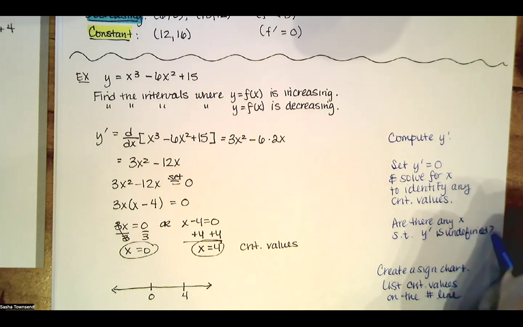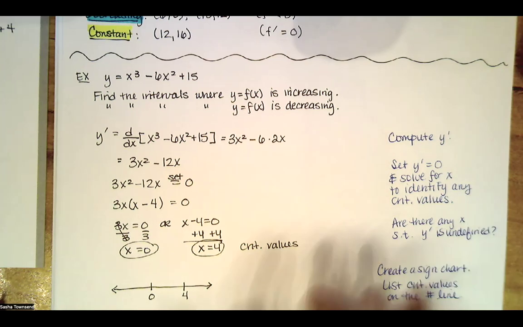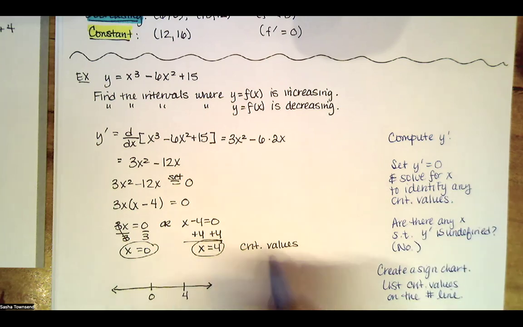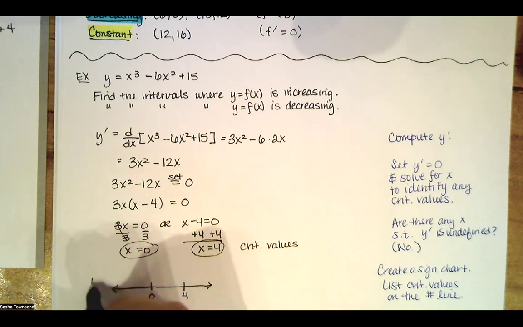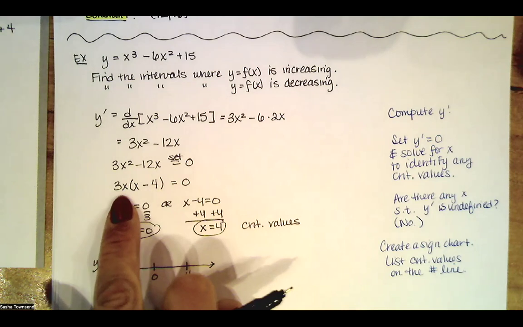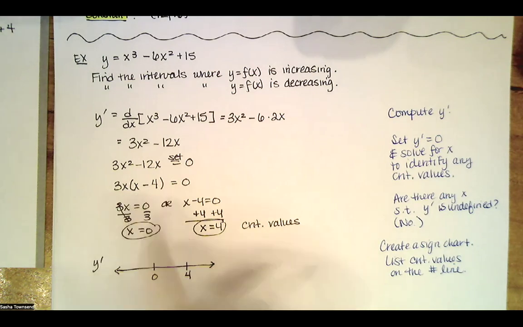If there are any x values where the derivative is undefined, those are critical values as well. Say no in this case. So these are our only critical values. And then our y prime is actually a product. It's a product of these two factors, 3x and x minus 4.